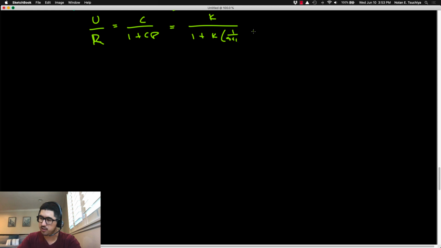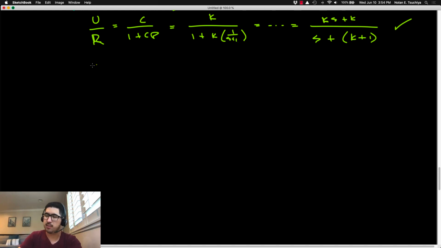This transfer function is just plain different. It's not the same as CP over 1 plus CP. If I simplify this transfer function to a rational function, it looks like this. The numerator is ks plus k, and the denominator is still the same. We've got the same characteristic equation for all of them. So the only difference between the transfer function from R to Y and the transfer function from R to U is actually the numerator here. So that's something good.